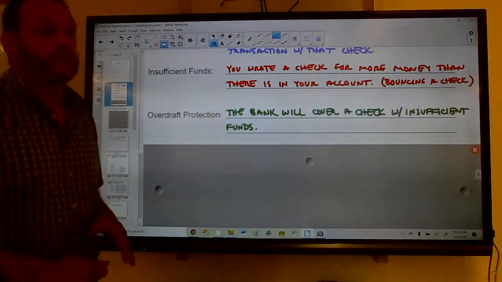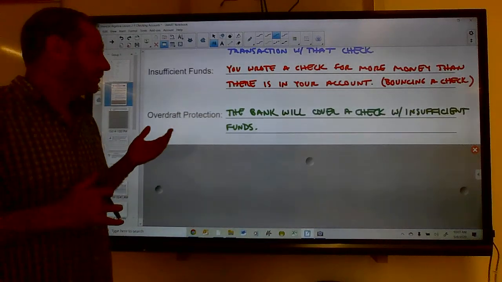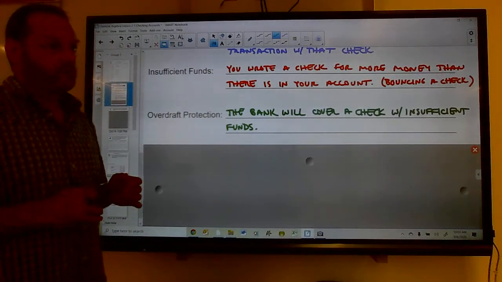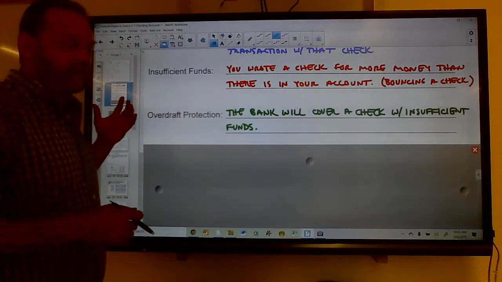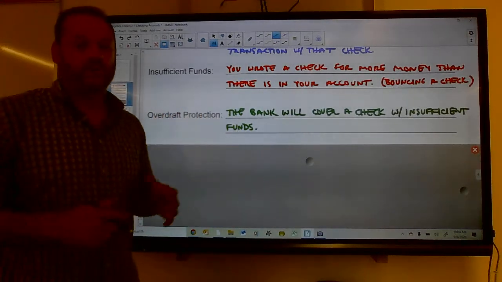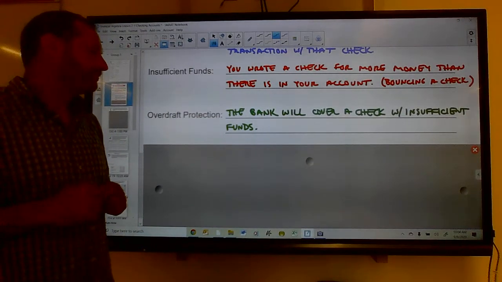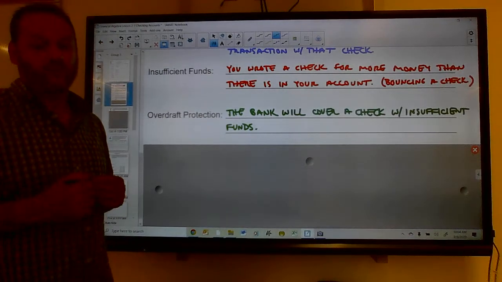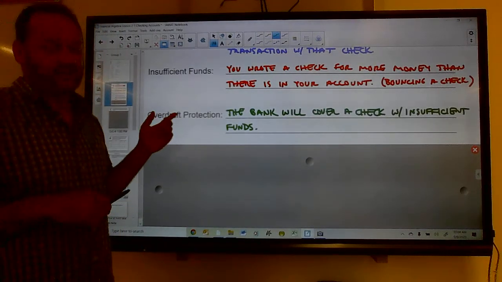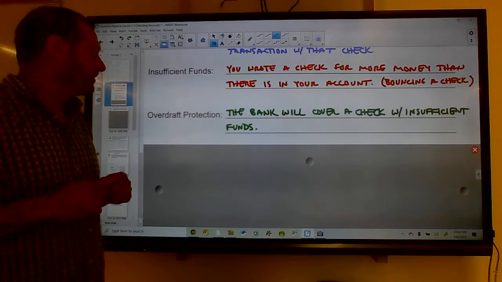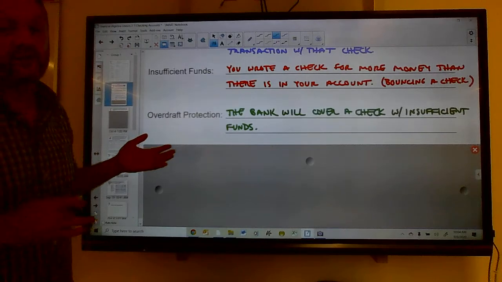Now sometimes what they'll do is they'll attach another account, a credit account, to your checking account. So if you wrote a $100 check and you only had $50 in your account, it will take $50 from your credit account and put it into your checking account, and it will cover the funds that way. Sometimes they'll charge you a fee for that, sometimes they won't. It depends on what kind of account you have and what bank you're at. But still, it's not a good idea to do this. You don't want to have to use overdraft protection. But it is kind of convenient if an accident occurs, and accidents occur.